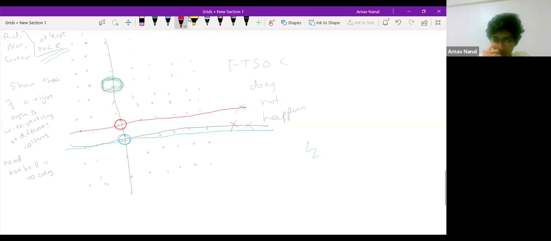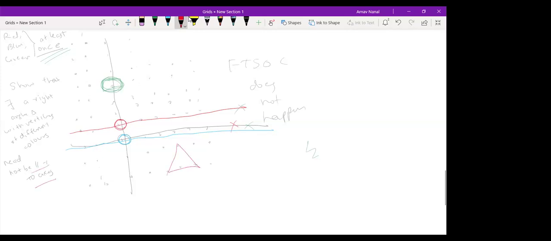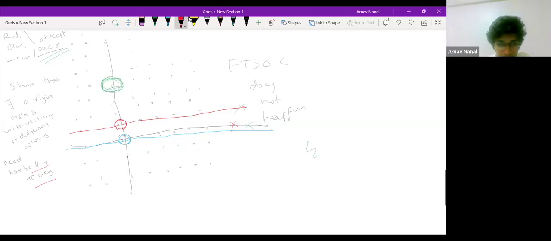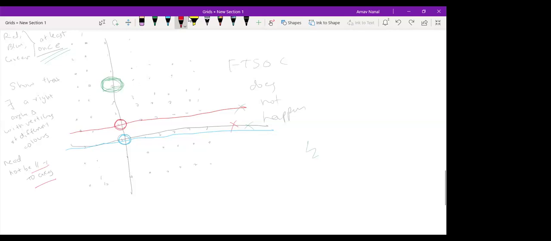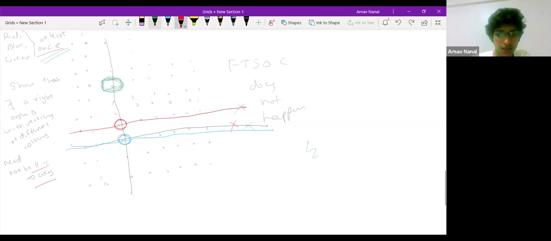Now can you spot a right angled triangle with vertices of different colors? Note that they need not be parallel to the axes. You can take a green point, a red point, and a blue point. You have a line parallel to the x-axis which is all red. Anything literally works, but just take 45-degree lines so they pass through integer points. So you get a blue point here.